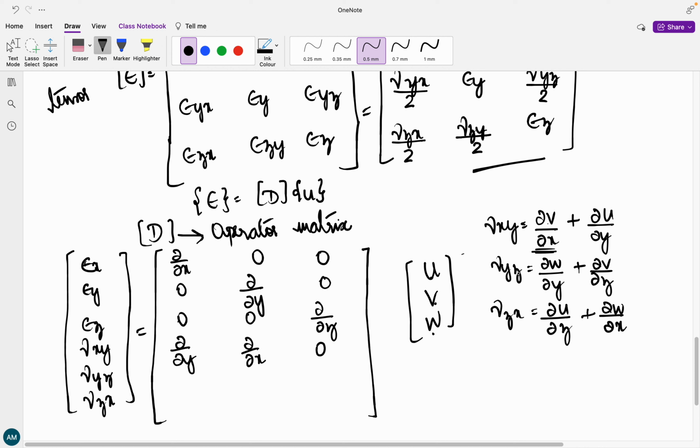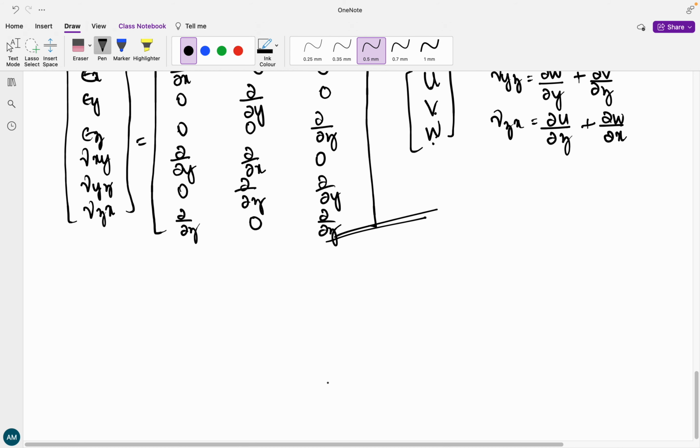Next, gamma yz. Do you have a denominator for u? No. Do we have a denominator for v? Yes. That is dou by dou z. Do we have a denominator for w? Yes. That is dou by dou y. Last, gamma zx. Do we have a denominator for u? The denominator for u is dou by dou z. Do we have a denominator for v here? No. So 0. Do we have a denominator for w? Yes. So it is dou by dou x. This is the matrix.